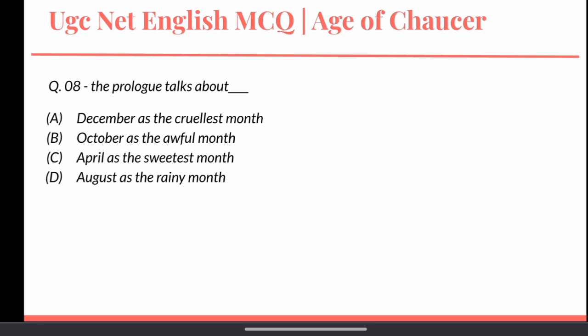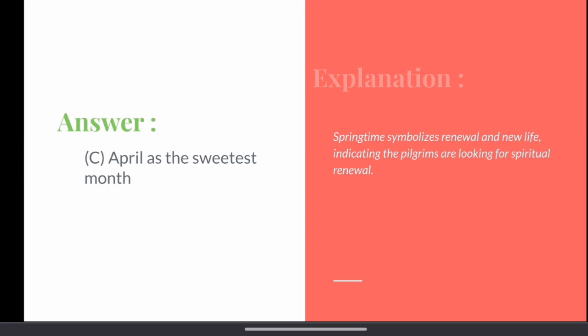Oh, again, it is an easy question. I hope you have guessed the answer by now. And the right answer for this question is option C, April as the sweetest month. Springtime symbolizes renewal and new life, indicating the pilgrims are looking for spiritual renewal.